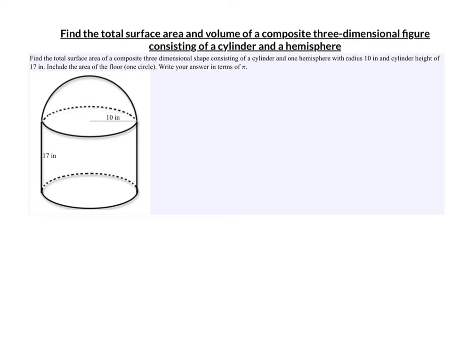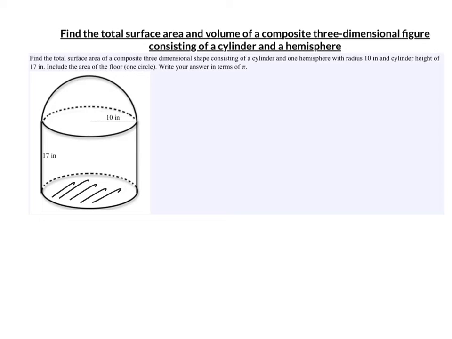So when you find the surface area, there's going to be one circle. The circle is the floor. Now, we're not talking about inside, we're talking about outside. It's everything on the outside. So if I turn this thing upside down, the floor would be part of the outside area.